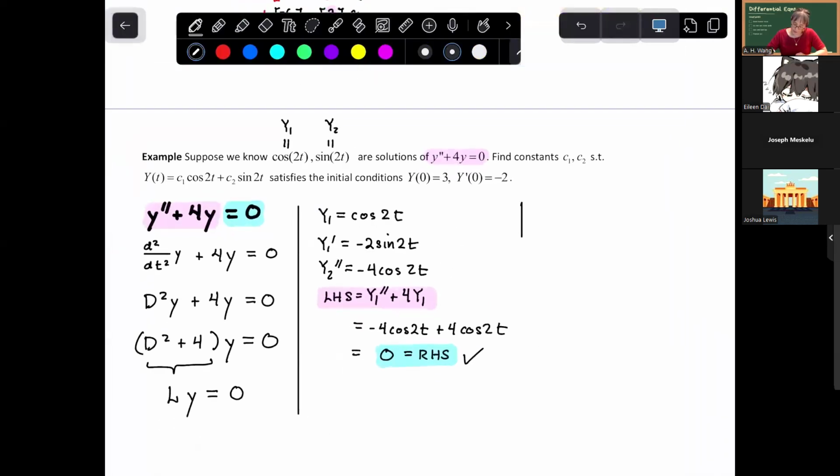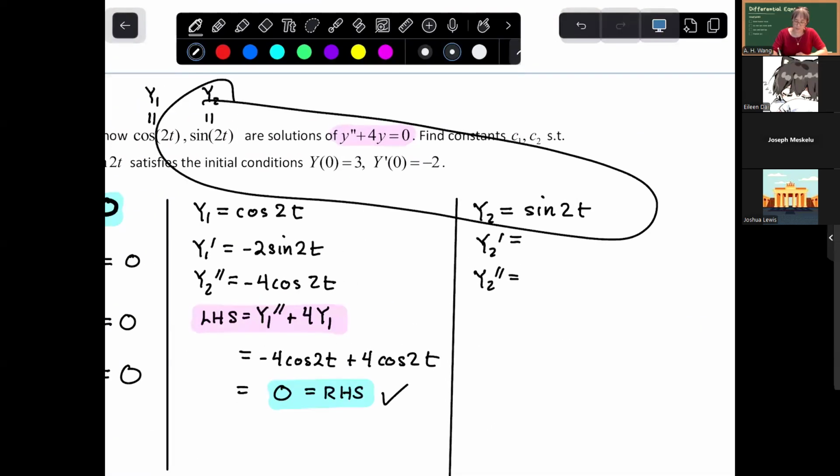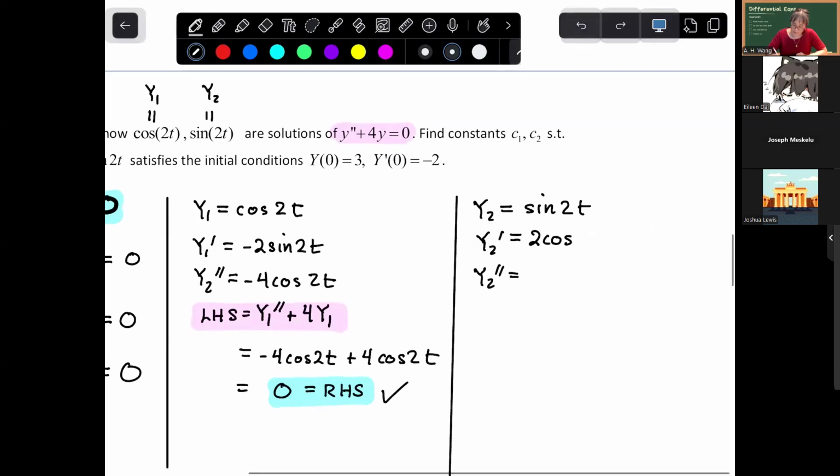Okay, let's quickly do that. So can you quickly tell me what is the first and second derivative of this? All I did was copy. 2 cosine t. What else? And -4 sine 2t. Perfect.